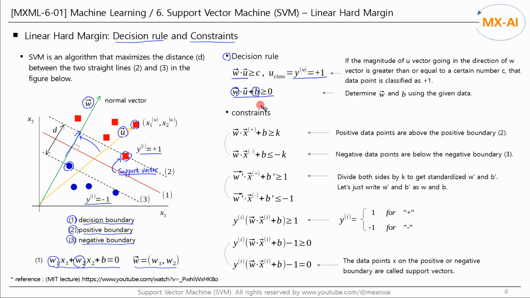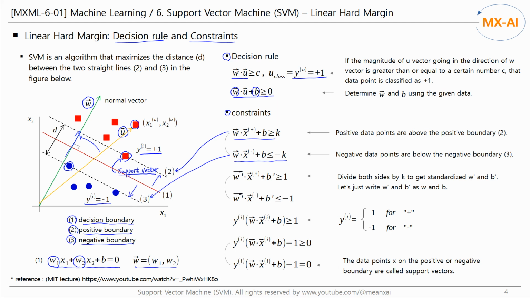Next, let's create the constraints. The data points with class positive 1 satisfy this equation. This equation is a positive boundary where the decision boundary is shifted parallel to the right by k. And the data points with class negative 1 satisfy this equation. This equation is a negative boundary where the decision boundary is shifted parallel to the left by negative k.